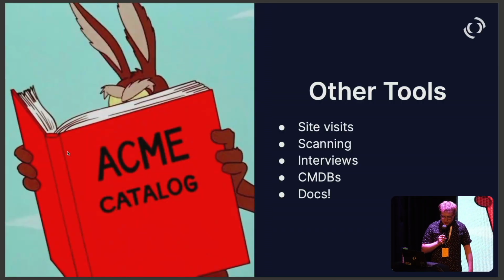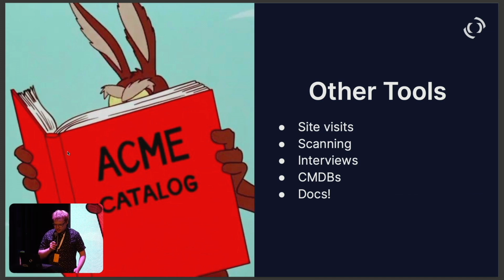There are some other tools that we have as well. You can go to the site and actually walk around and see. Maybe you can do some Nmap scans or something like that, though in OT you have to be careful with that because, again, a lot of these systems are very old, very brittle. Something as simple as running a scan too aggressively could knock the whole thing over. So you want to be careful with that.